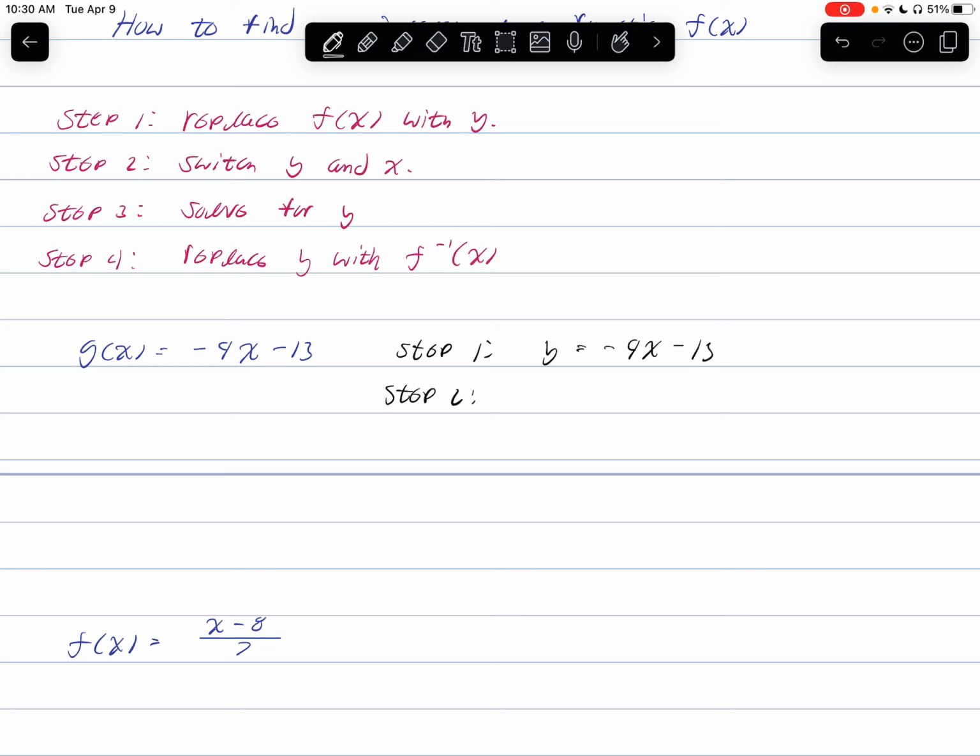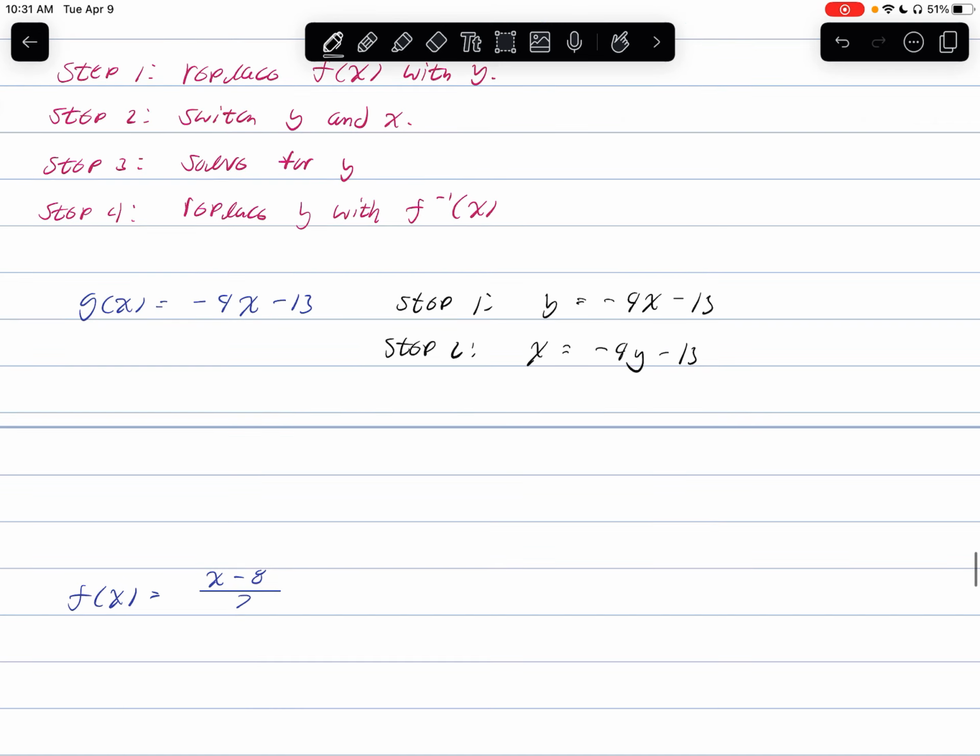Step two. Here, we're going to switch x and y. What I mean by this is anywhere you see an x, you're going to make it a y, and anywhere you see a y, you're going to make it an x. So this is going to give us x is equal to -9y minus 13.